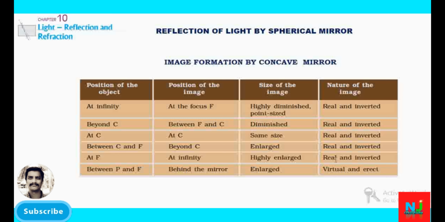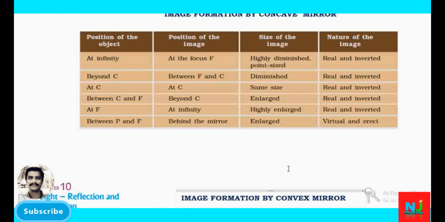A real image can be caught on the screen, but a virtual image cannot be caught on the screen, but it is erect. Erect means on the same side. If the object is in the upward direction, the image is also in the upward direction. The size of the image is very large, that is, an enlarged image is formed. This is the case of image formation by the concave mirror.